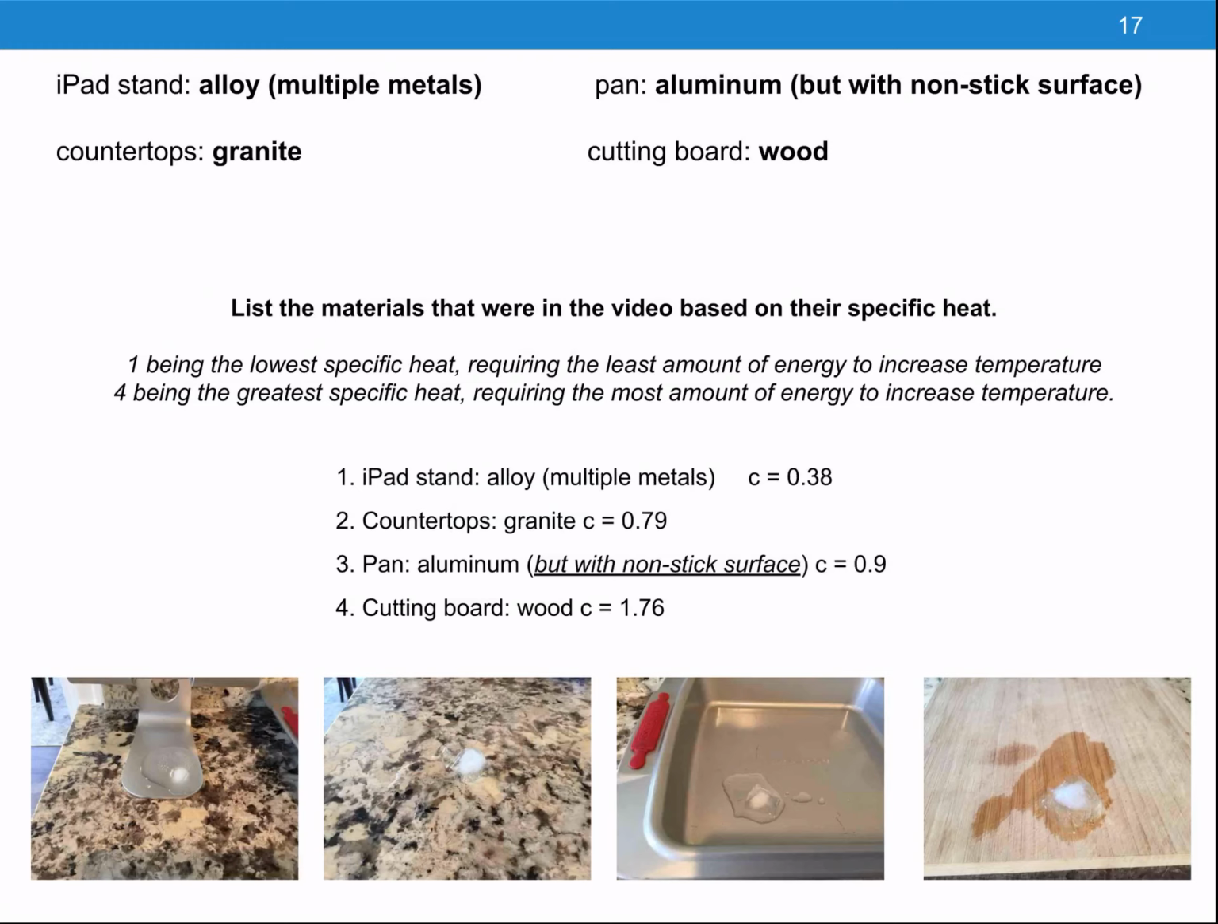Now, based on my video, the granite countertops look like it was not melting as fast as the aluminum pan. And when I looked up their specific heats, they're actually very close to each other. So being only 0.11 of a difference, that's extremely close. And the nonstick surface of the pan very well could have had an impact as to why it was melting a little bit quicker than the countertops. And I could not find the specific heat of an actual pan. That's something that we could calculate if we did a lab, though.